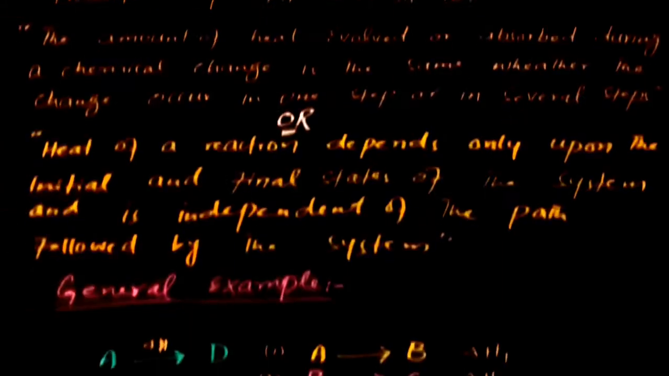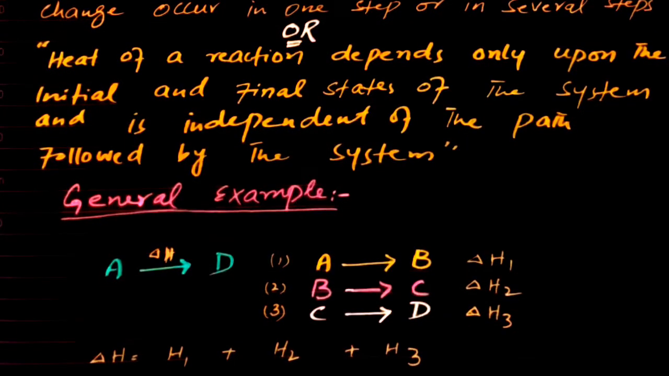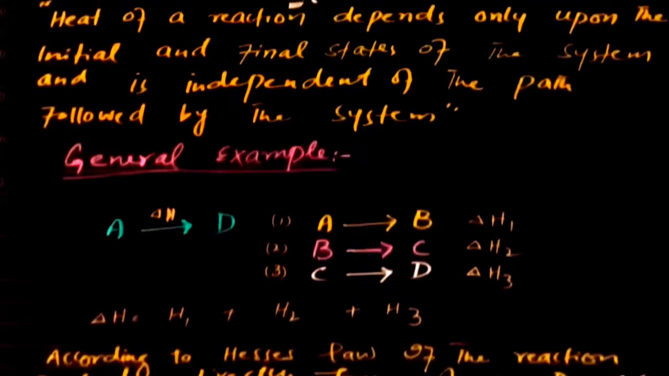Secondly, it can also be defined as: the heat of a reaction depends only upon the initial state and final state of the system, and it is totally independent of the path followed. It doesn't matter whether the reaction is carried out in a single step or in multiple steps; it will depend only on the initial state and the final state, and it will ignore all the intermediate steps occurring during the process. This is called Hess's law of constant heat summation.